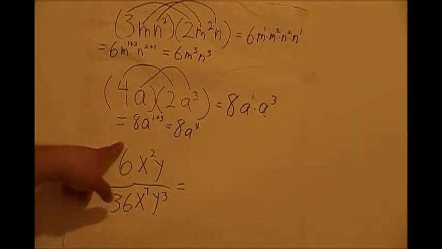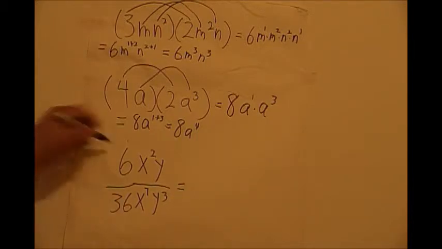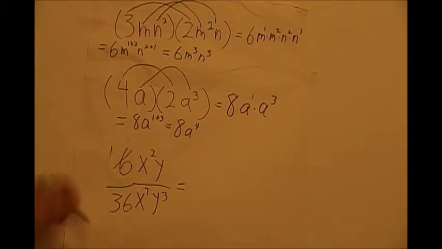So, can we simplify 6 over 36? Yes, we can, right? Because, let's see, 36 goes to 6, right? So the 6 cancels, that becomes a 1. The 36 becomes a 6, right?